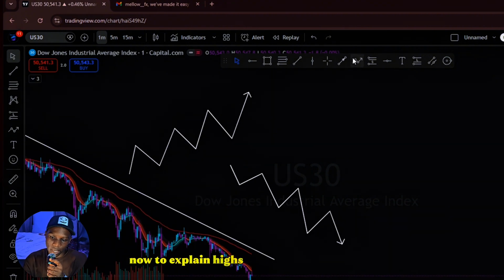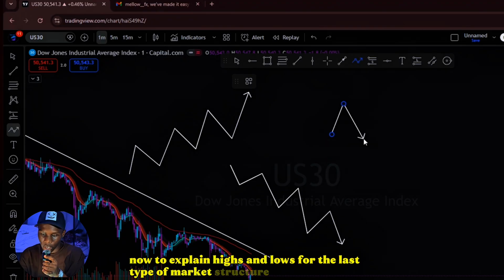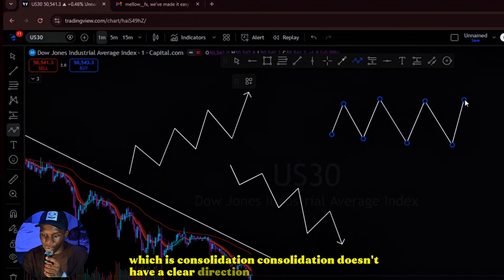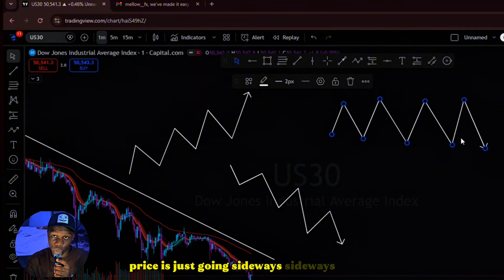Now to explain highs and lows for the last type of market structure, which is consolidation: it doesn't have a clear direction. Price is just going sideways.